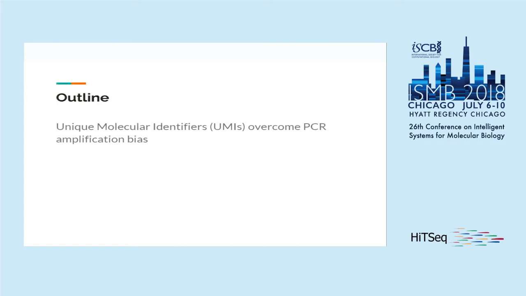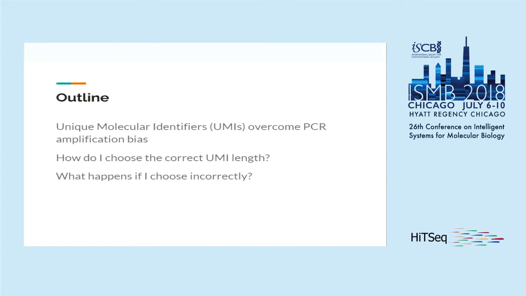Next, in using UMIs, you may have two questions. First of all, how do I choose the correct UMI length? I'm going to address this question. And next, what happens to my experiment and what happens to my interpretation if I use the wrong UMI length? And then finally, I'll wrap up with an introduction to our tool called AmpUMI, which is used for designing and analyzing UMIs for deep amplicon sequencing.